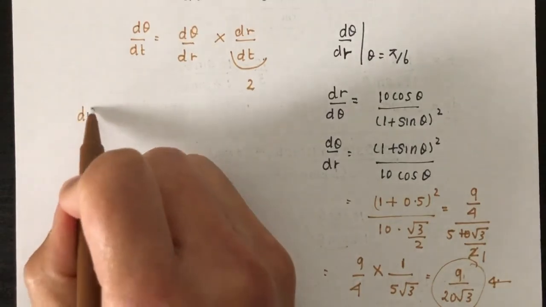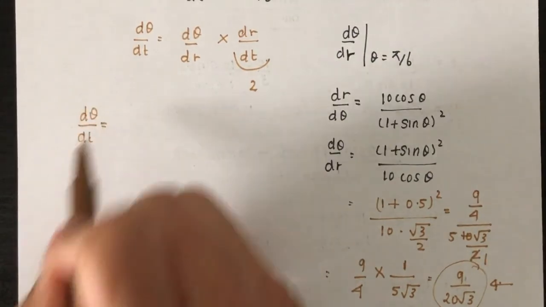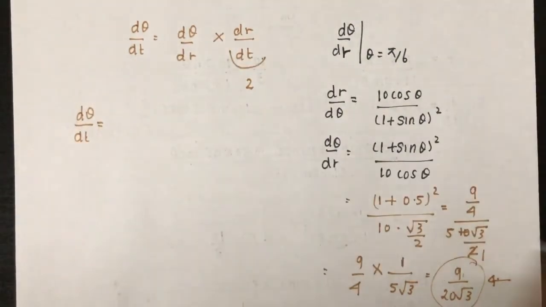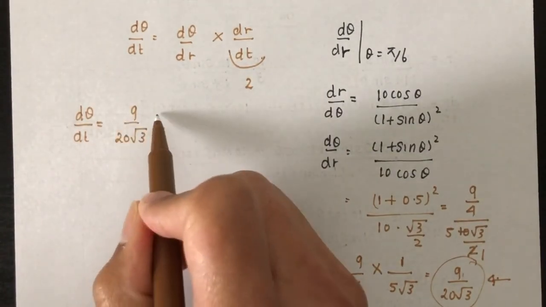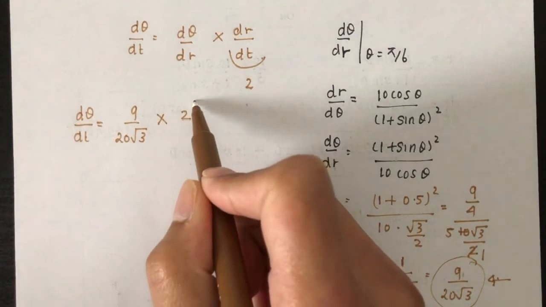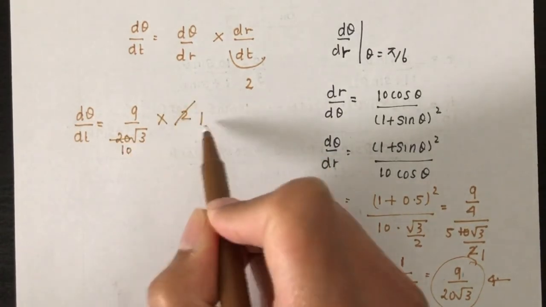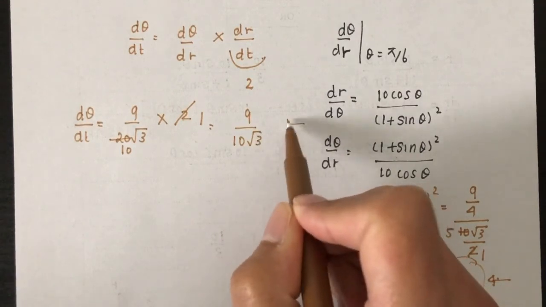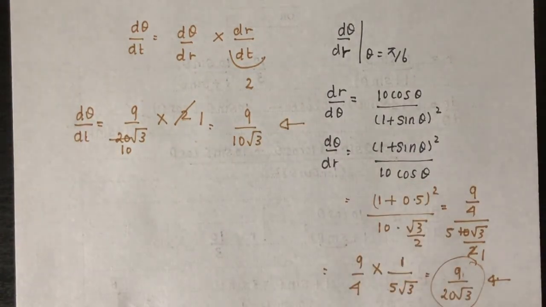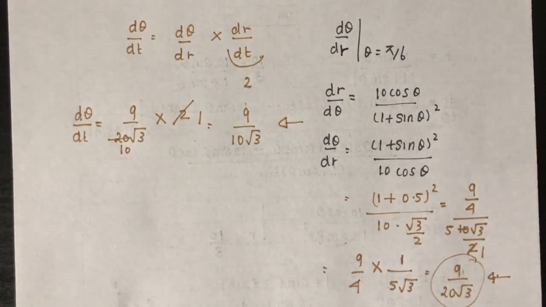So d theta by dt will be given by d theta by dr, which is 9 over 20 root 3, times the value of 2. So cancel out, that will be 9 over 10 root 3. And that is your answer for part 4 of the question. So that will be the last question of this paper.